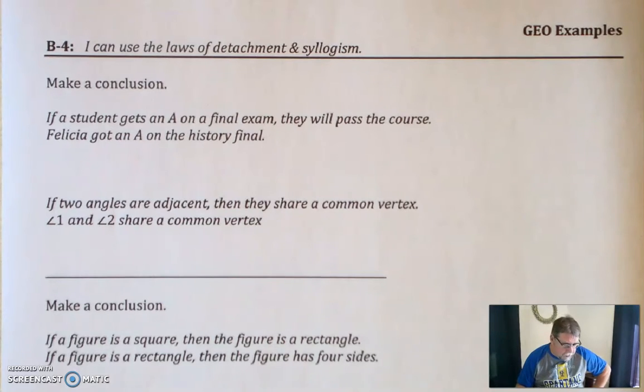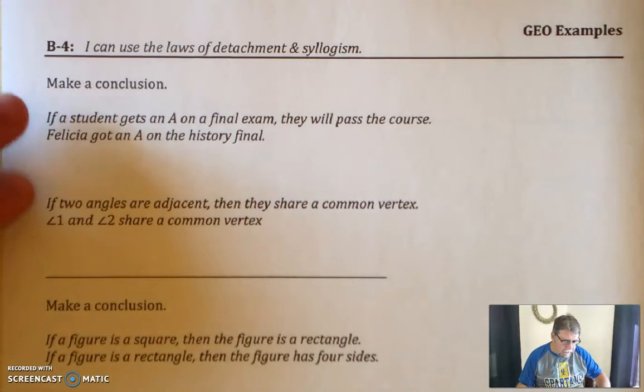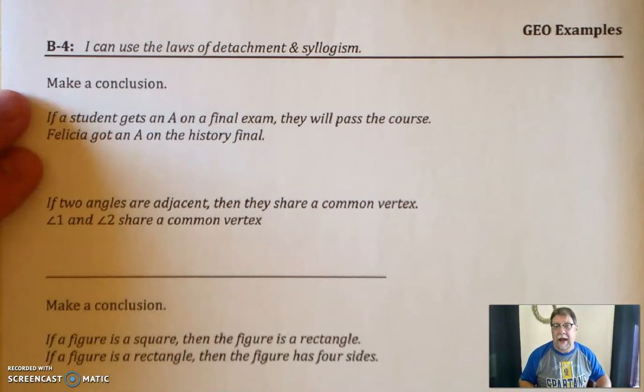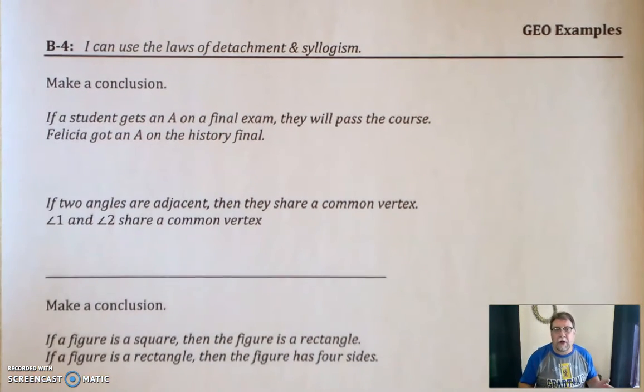Here are some examples from section B.4 where we're using the law of detachment and the law of syllogism. Let's see if we can make some conclusions here in the first set. If a student gets an A on a final exam, they will pass the course. Felicia got an A on the history final. So what conclusion can I make?